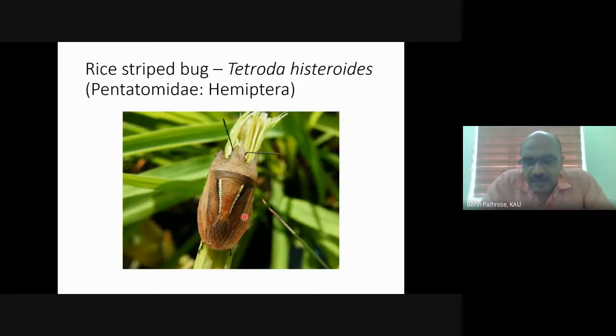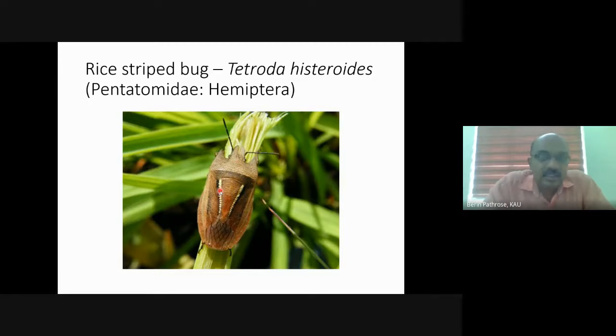Then another pest, this is not a hopper, this is a bug, a pentatomid bug. You see the character, this is a big bug, pentatomid bugs are usually larger in size. You can see the well-developed scutellum, that is a typical feature of Pentatomidae. That bug is called rice striped bug because we have two whitish stripes on the body. So it's called rice striped bug.